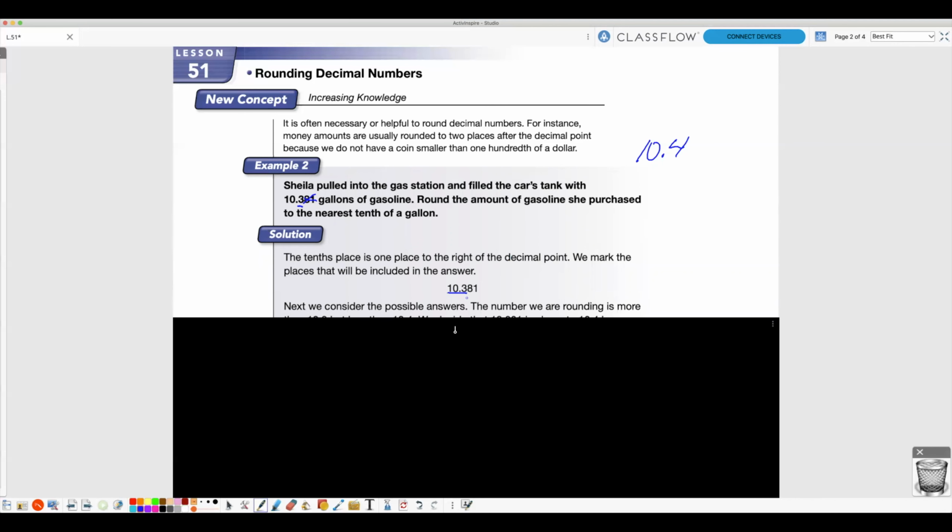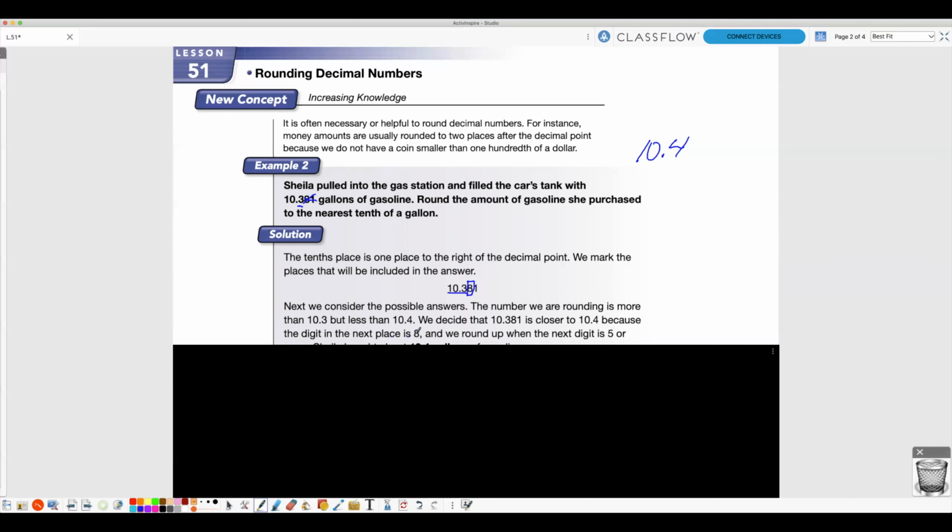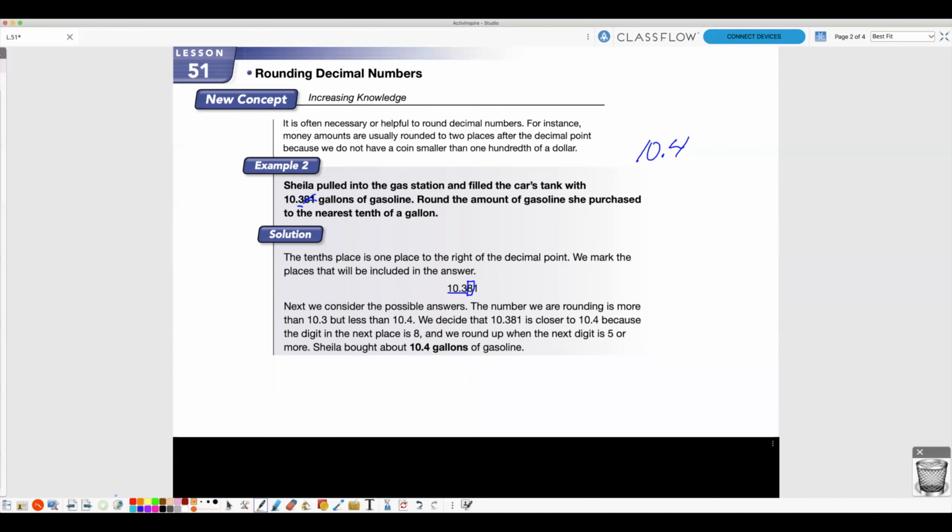But then we have to consider the number following the 3/10 position, or the tenths position. It could be 10 and 3/10, or it could be 10 and 4/10. And our determining factor is this number right here. It's closer to 10 and 4/10 because the digit is an 8. And when you see that it's 5 or more, you have to round up. 8 is more than 5.